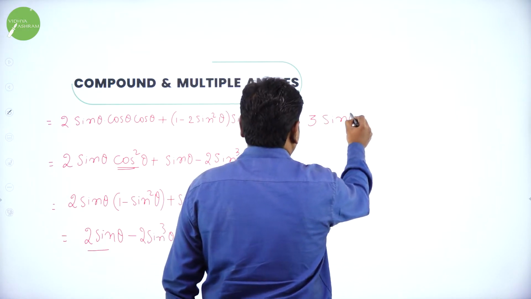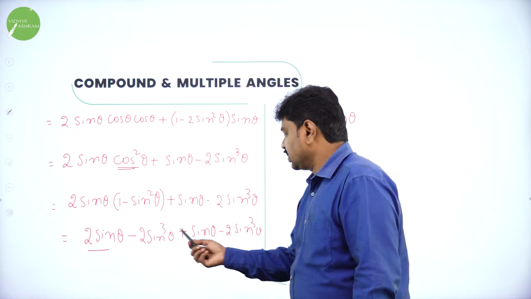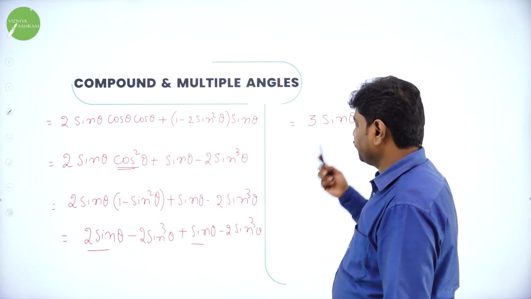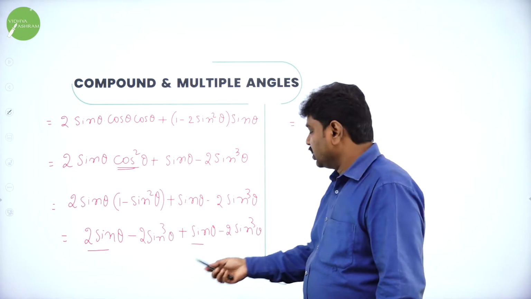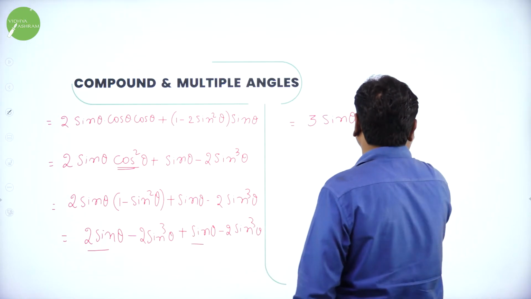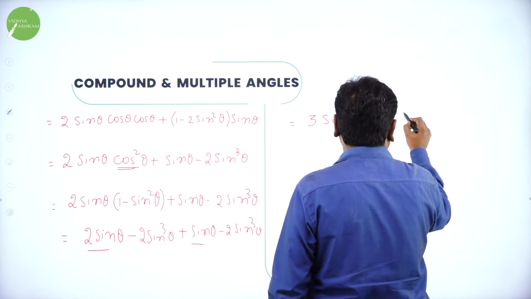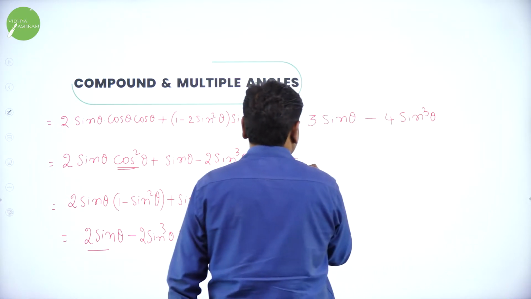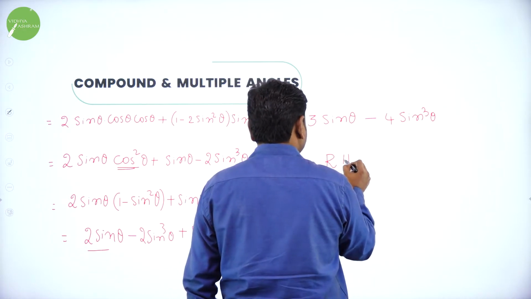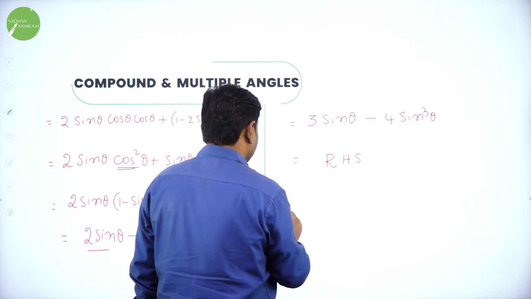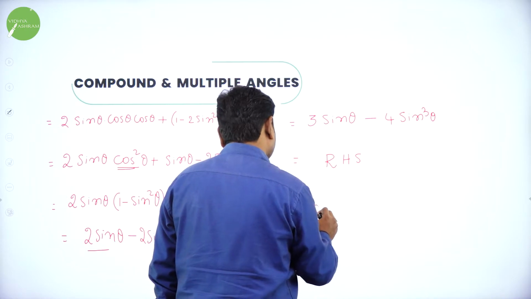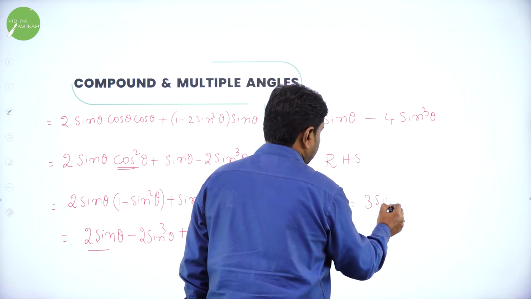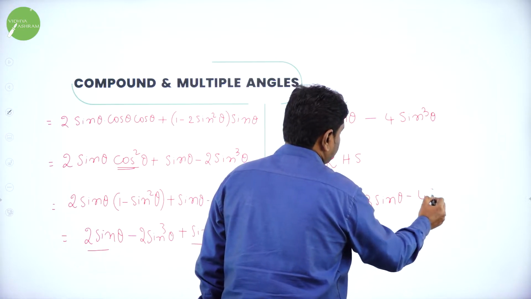So I'm adding the like terms. Here we have 2 sine theta, here we have sine theta. 2 sine theta plus sine theta gives you 3 sine theta. Now minus 2 sine cube theta minus 2 sine cube theta becomes minus 4 sine cube theta. So this is your RHS. If you observe, this is what we need. Therefore, what is the conclusion? Sine 3 theta, we proved it as 3 sine theta minus 4 sine cube theta.